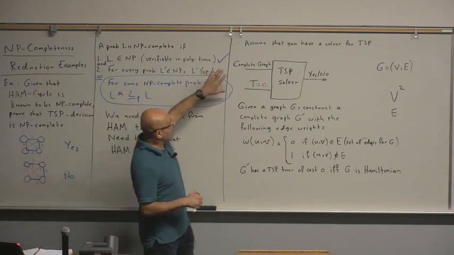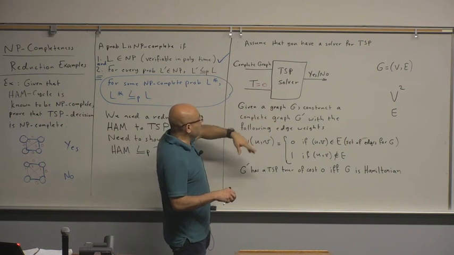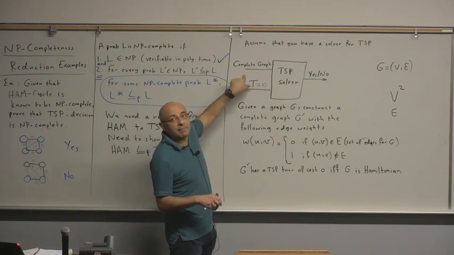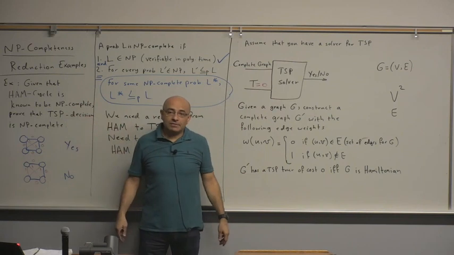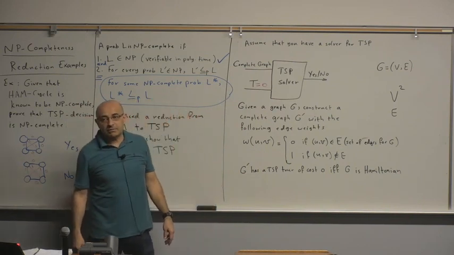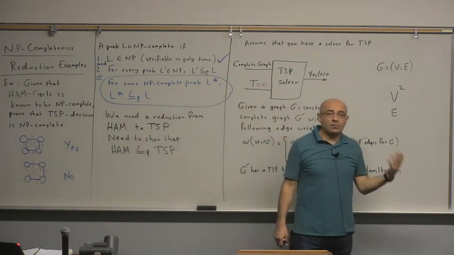So now by reducing Ham to TSP, you are saying that if a polynomial time solution to TSP exists, I can use it to solve Ham. And this will contradict what you are given. You are given that Ham does not have a polynomial time solution, right? So this is another way of looking at this.